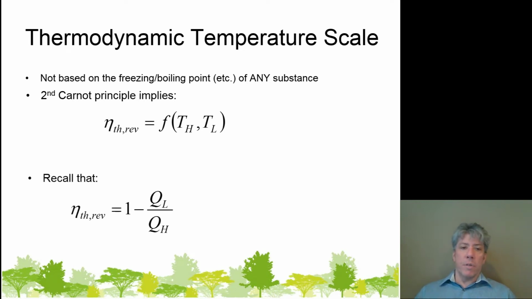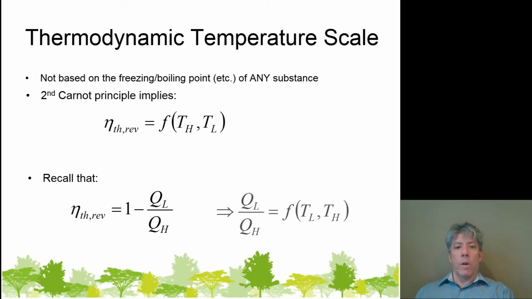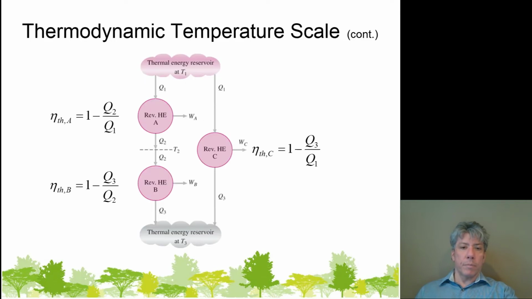Remember that thermal efficiency is 1 minus QL over QH, and we can apply that to reversible heat engines as well. Reversible heat engines do not have 100% efficiency. They just have the highest theoretical possible efficiency. Well, how does that efficiency, that highest thermal efficiency, depend on these temperatures? Because after all, the one doesn't depend on the temperatures. Therefore, that ratio of heat flows, QL over QH, must be some other function of TH and TL, because that's the only thing that can change in the thermal efficiency equation.